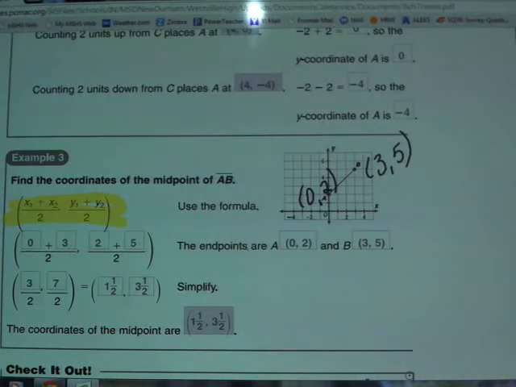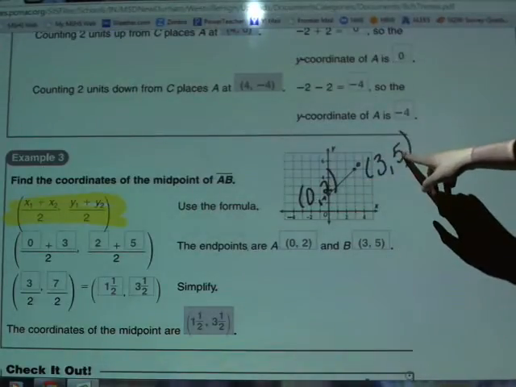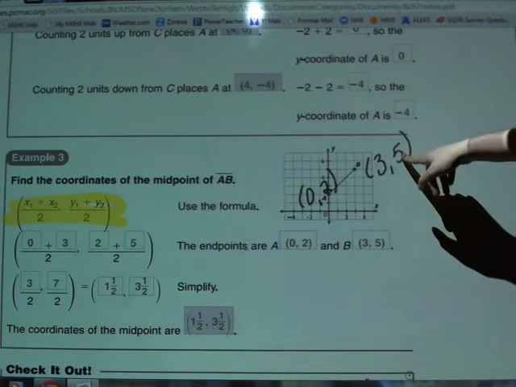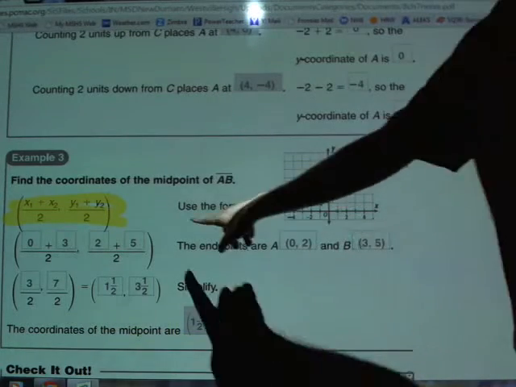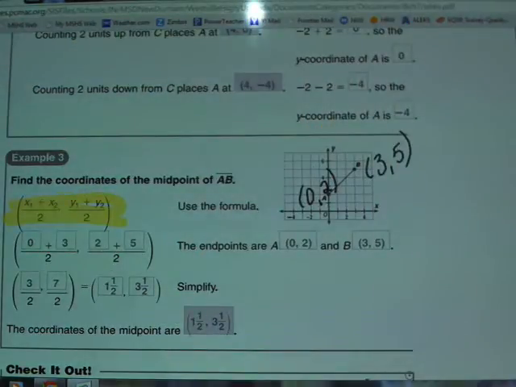Then I'm going to add my y-coordinates and divide by 2. So 2 plus 5, which is 7, and 7 divided by 2 is 3 1/2 or 3.5, which is again what you can see they've done right here. The coordinate point for the answer is just the results you got when you divided the x's, and then comma, the results you got when you divided the y's. They're not doing anything tricky there. The x work matches the x coordinate, the y work matches the y coordinate. Again, add the x's, divide by 2, add the y's, divide by 2. Find the average, you've got your midpoint.